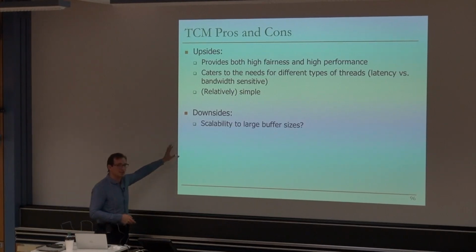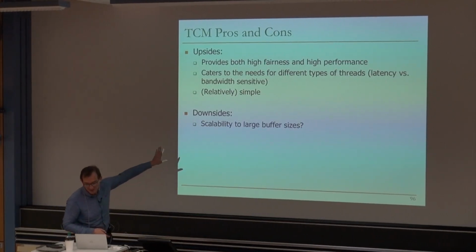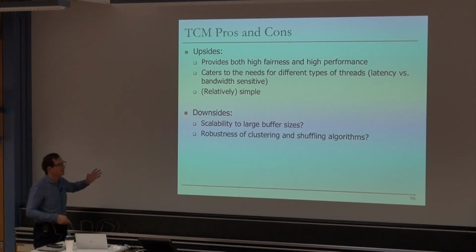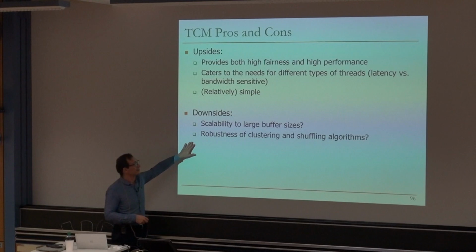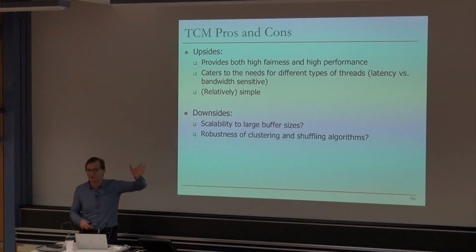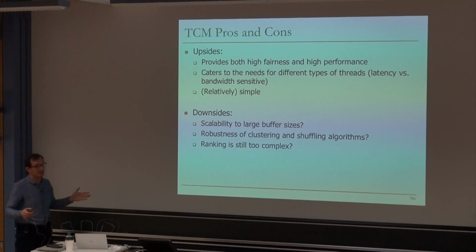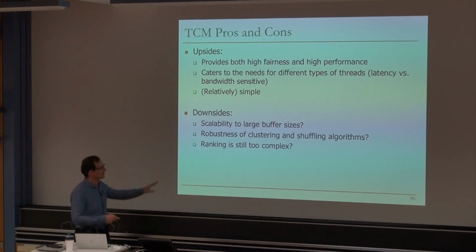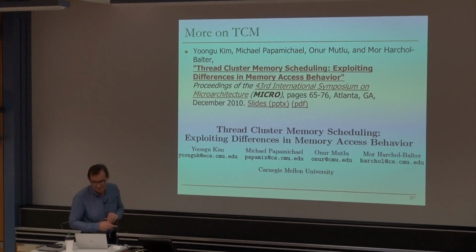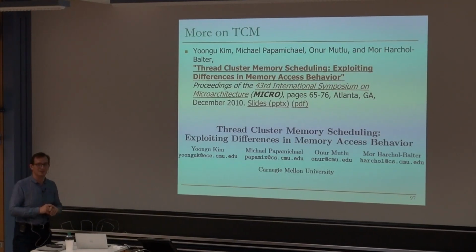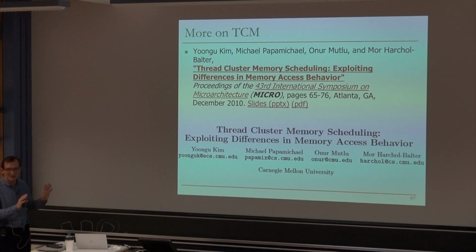Downsides: it actually has a scalability problem to large buffer sizes, which we're going to discuss. It actually has a robustness problem. This is what I called by this being brittle. Clustering and shuffling algorithms are actually relatively brittle. And ranking is actually still too complex. We're going to talk about that in a little bit. Actually, that's the next thing that we're going to talk about, and then we're going to be done for the day, I think. Any questions?